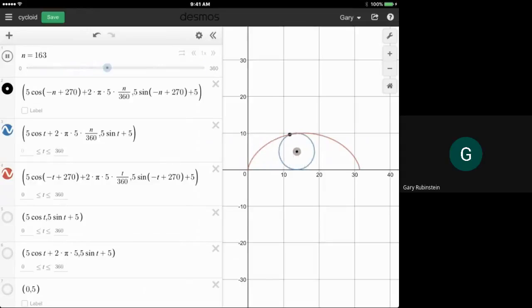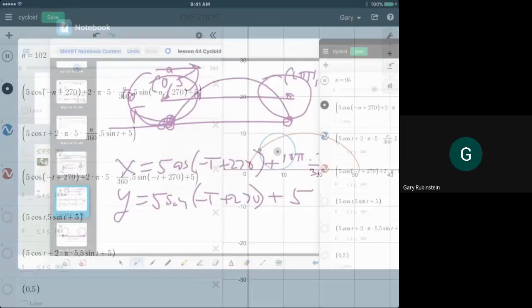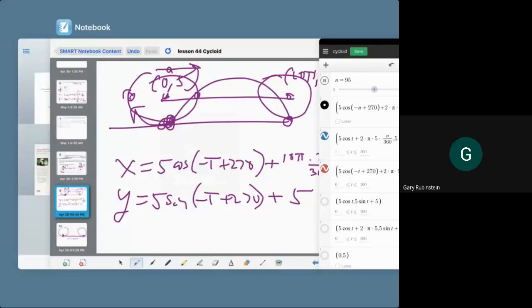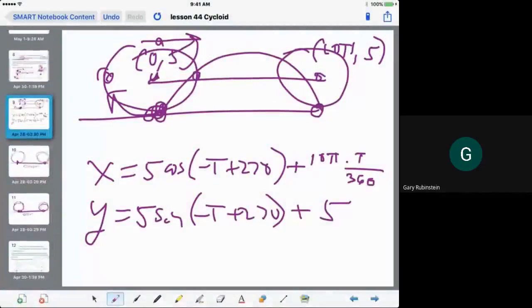And someone has a comment, about the t over 360. Yeah, pretty much, there's going to be t over 360 pretty much all the time. Now for homework, I have a couple of other configurations of this.